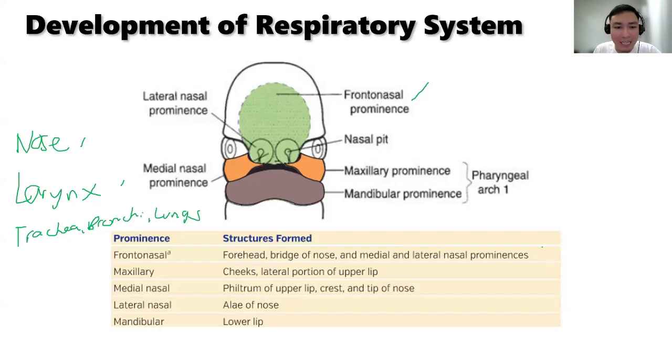So, summarize naman siya sa table na to. Ayan, frontonasal, forehead, the bridge of the nose. Siya yung nag-give rise sa medial and lateral nasal prominences. So, yung frontonasal, di ba? Ito yan. Yan. So, maxillary, as I said, ito. Cheeks, the lateral portion of the upper lip. Medial nasal, kasi ito yung medial nasal, gitna ng nose. So, philtrum, itong groove dyan sa gitna. Yan, groove dito. That's the philtrum.